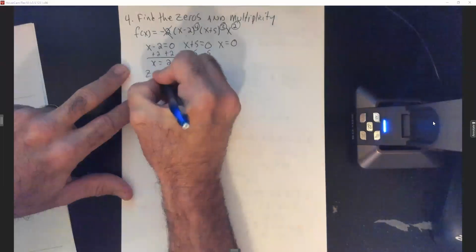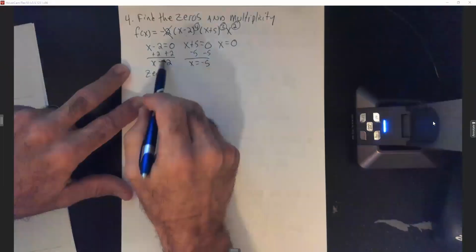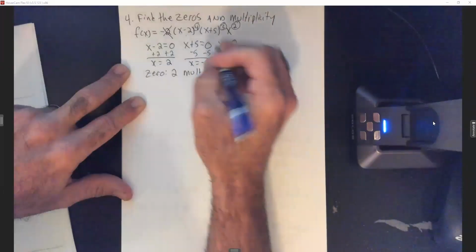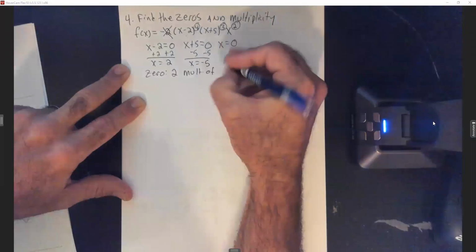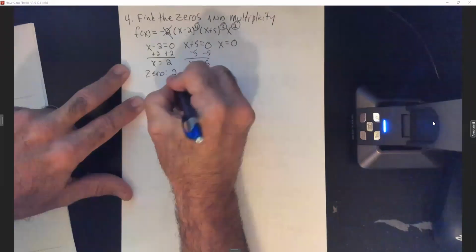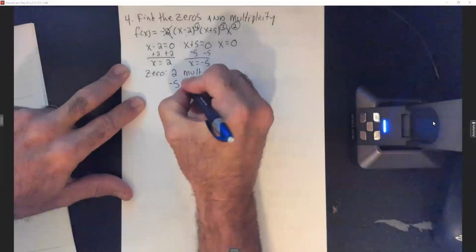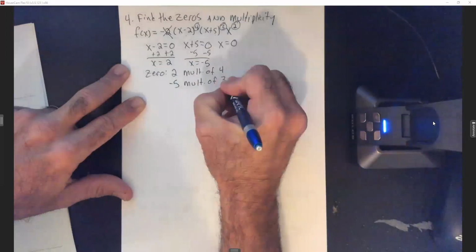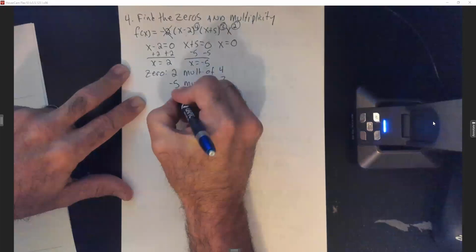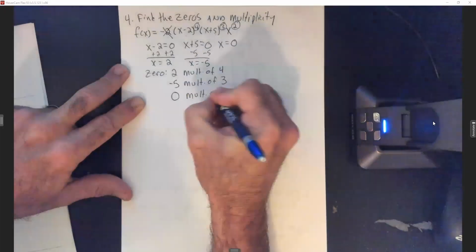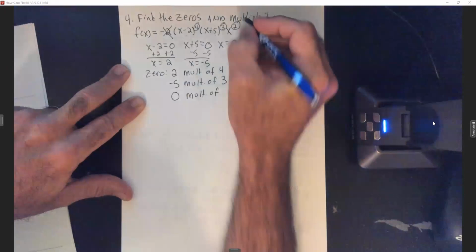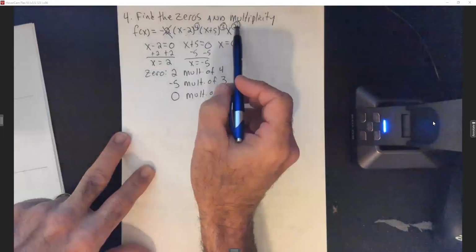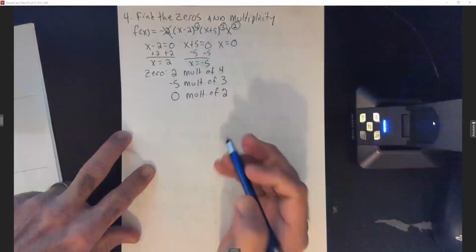So I would come over here, and my first 0 was 2. And the 0 of 2 had a multiplicity of, the exponent for it was a 4. My next 0 was negative 5. And the 0 of negative 5 came from this factor, so it had a multiplicity of 3. And then my last 0 was 0, and it had a multiplicity of, its exponent was the 2. Okay, so basically just set everything to 0, solve it, and then use them exponents for those multiplicities.